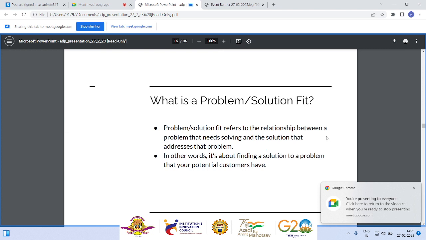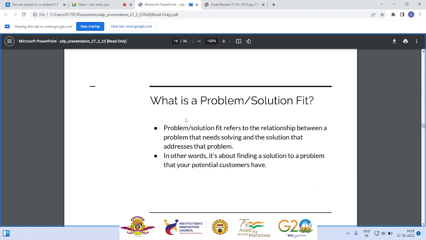So then comes the problem for which we are having the session today. So what is a problem solution fit? It refers to the relationship between a problem that needs solving and the solution that addresses that problem.